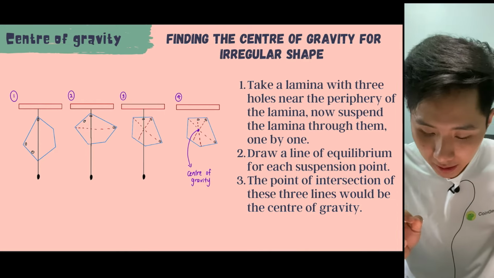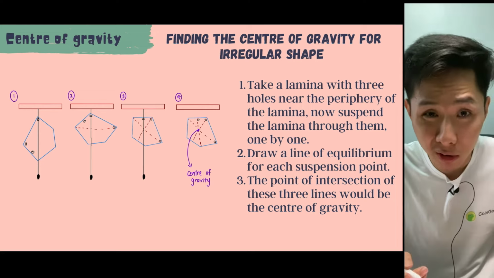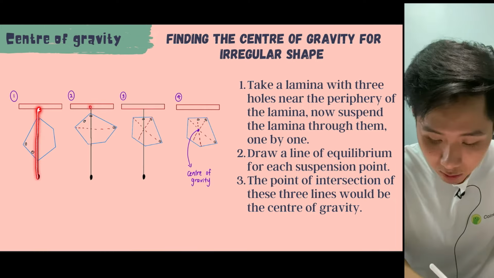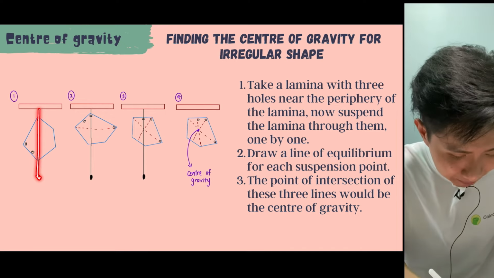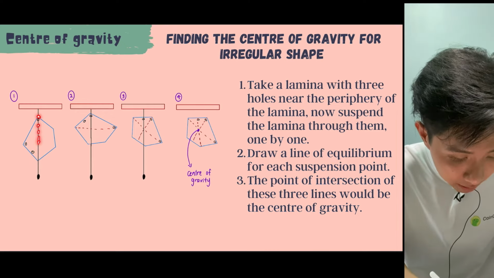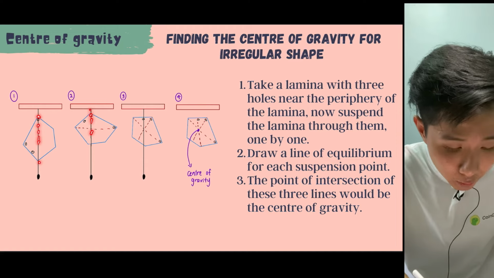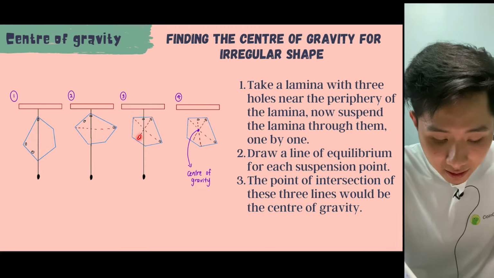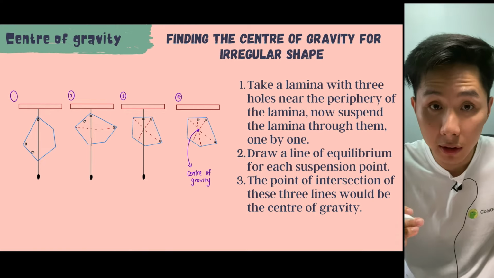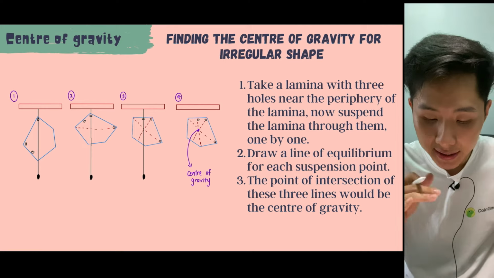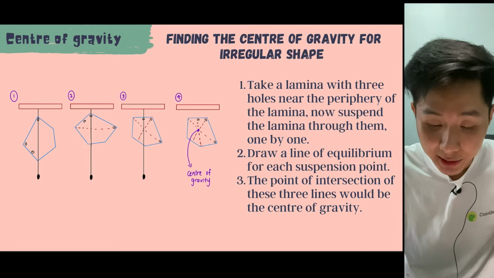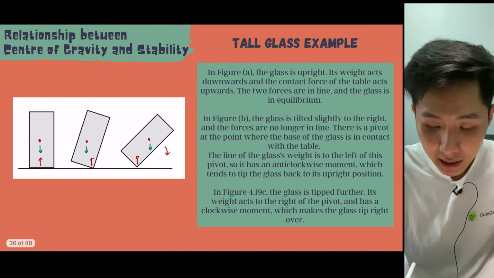Just poke 3 or more holes into it, and then try to hang it using a thread, and let it be, and then draw out the dotted line, and do it for different holes. All right, and then once you've got all the dotted lines, the point at which all the dotted lines intersect will be the center of gravity of the irregular shape. And that's just one thing that is in your syllabus.